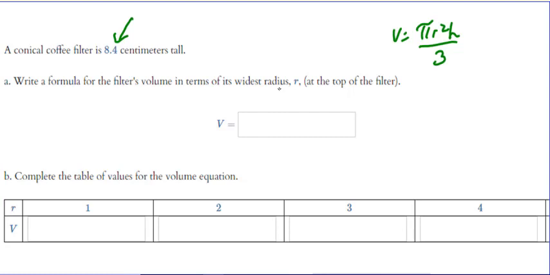Okay. So they just want us to do this. Pi r squared times 8.4 all divided by 3. Now, so that's our equation. What we're going to do is we're going to take it and we're going to put it inside of our calculators.